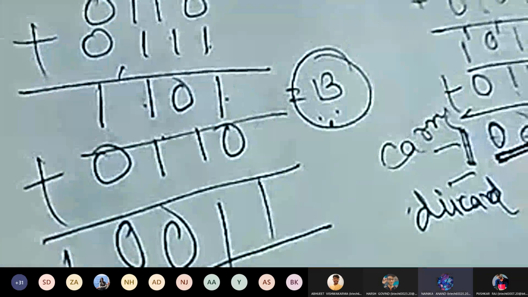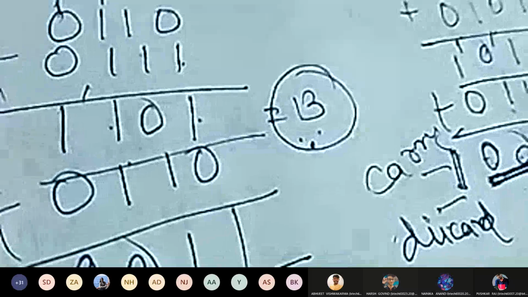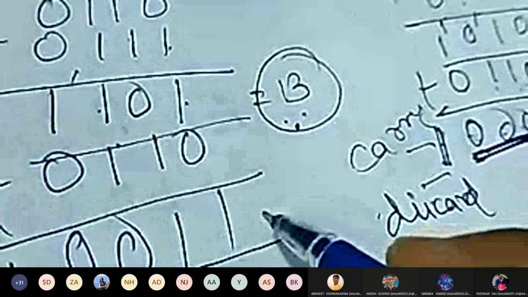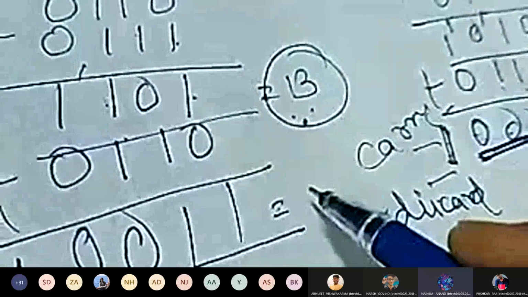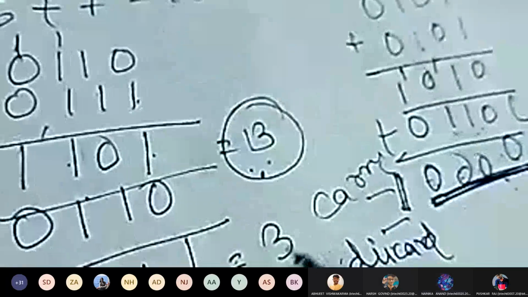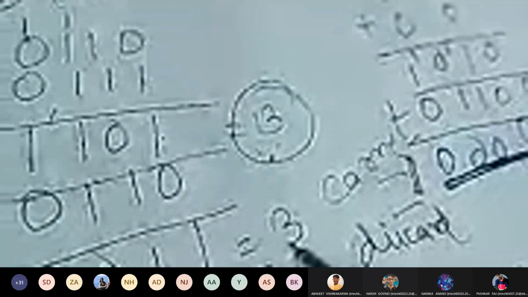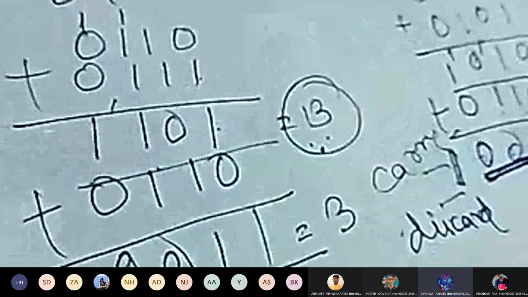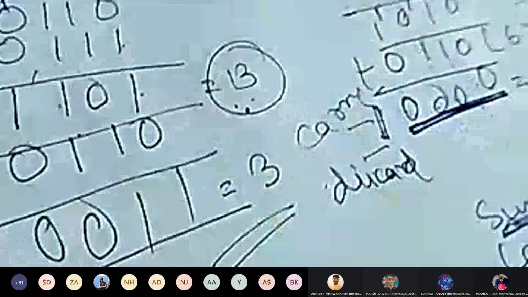Yes, we will discard. So now tell me, Nanika, what value is this? 0, 0, 1, 1, that is 3. Now is it a BCD? Yes, ma'am. Very good. Now it is a BCD. So we have understood that this is a BCD.